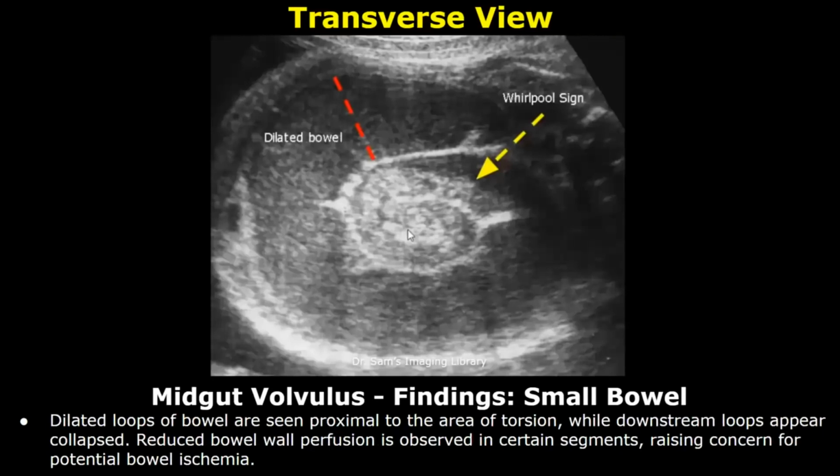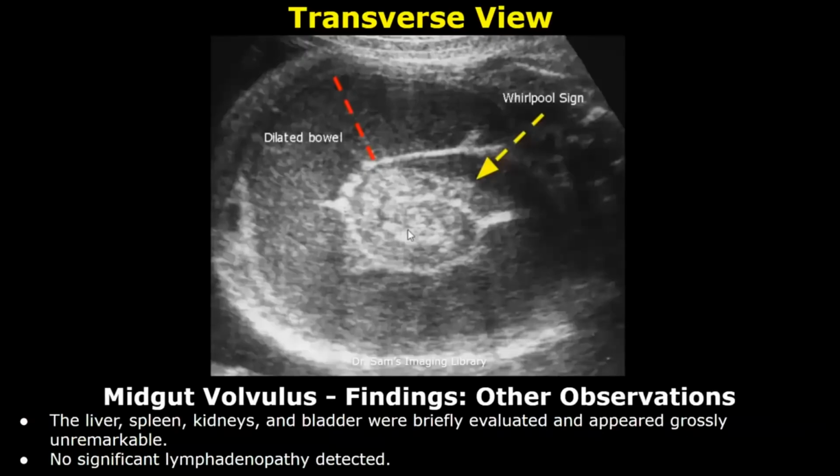Dilated loops of bowel are seen proximal to the area of torsion, while downstream loops appear collapsed. Reduced bowel-wall perfusion is observed in certain segments, raising concern for potential bowel ischemia. The rest of the study was normal.